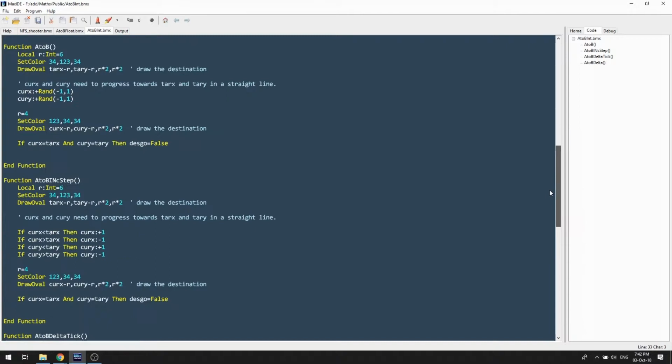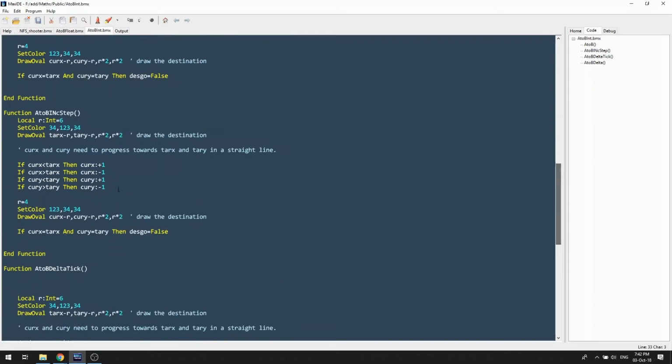Our first example will be using a simple increment. We have a function here which looks at the 2 values that we've got. We have a current x value and a target x value, and a current y value and a target y value. The current value is trying to get to the target value. If it's less than the target value, we increment x, and if it's greater than the target value, we decrement x. Obviously, if they're equal, we don't adjust the current value.